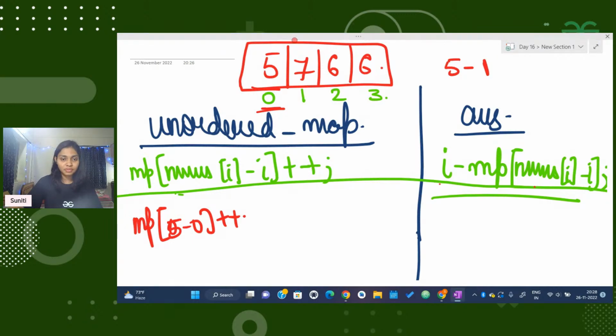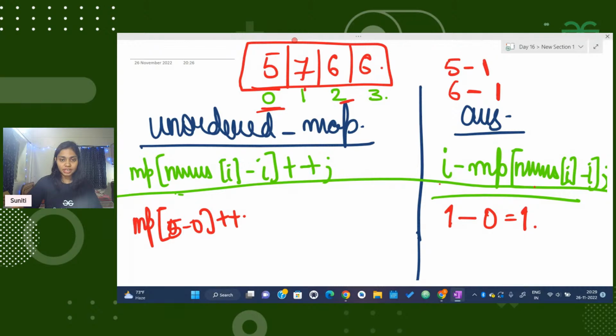Let us now go to the next, which is 7. So I minus MP of 7 is what? 7 minus 1 we will do, which is 6. So I value is 1. We are going to do 1 minus MP at 7 minus 1, which is 6. 1 minus MP at 6, we have 0. So the answer value is currently 1. And we will update here as MP of nums of I minus I, meaning 7 minus 1, that is 6. At 6 we have 1. Okay.